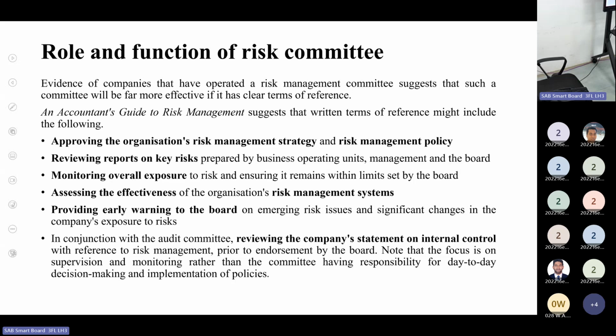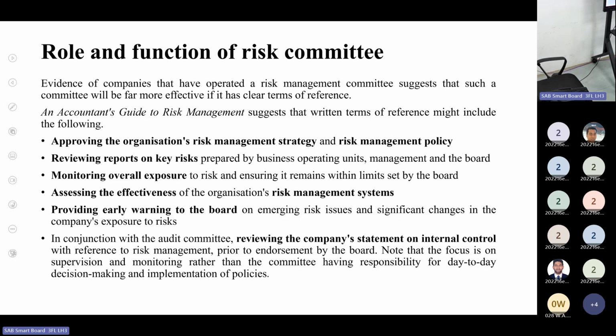Last one, in conjunction with the audit committee, review the company's statement on internal controls with reference to risk management. When they are providing the internal control statement, this committee also needs to contribute the part with regards to risk management. Internal controls, risk management, okay. So these are the things that the risk committee does.